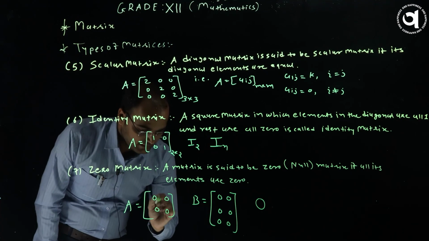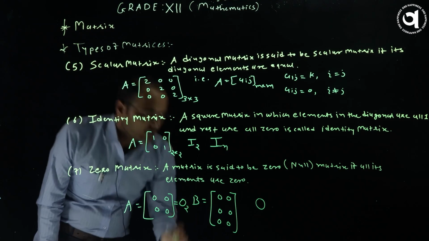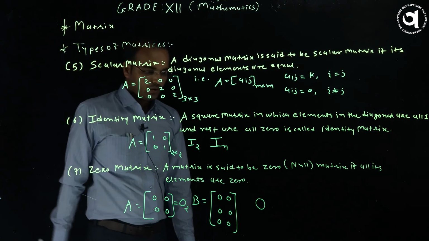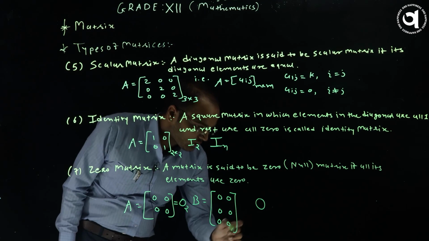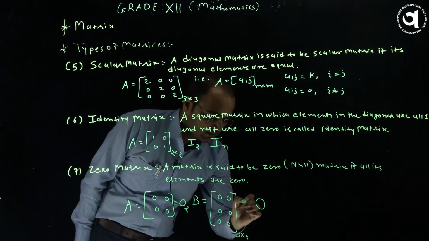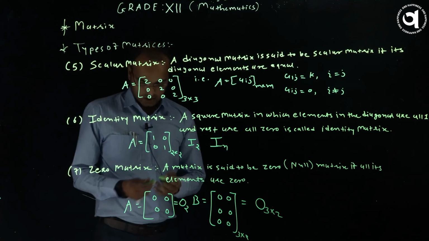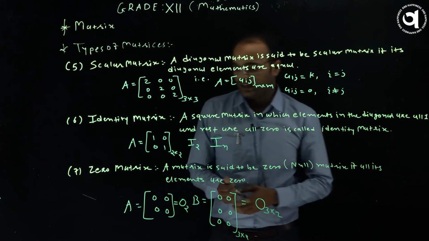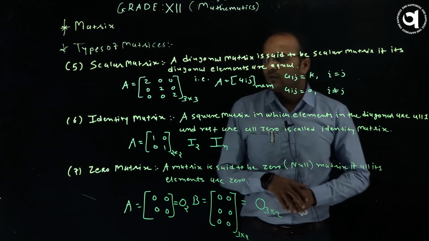This is a 2 by 2 matrix, so this can be denoted by O2. For this one, first row, second row, third row, that is 3 rows and 2 columns, so this is equal to O of order 3 cross 2. Now these are the types of matrices. I hope you all understand all these concepts very well, and thank you.